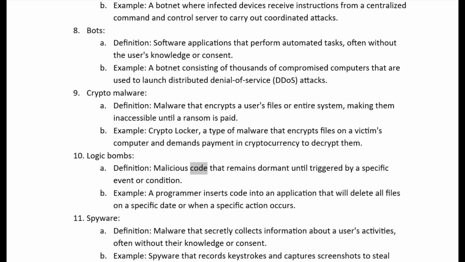Definition: malicious code that remains dormant until triggered by a specific event or condition. Example: a programmer inserts code into an application that will delete all files on a specific date or when a specific action occurs. Spyware.